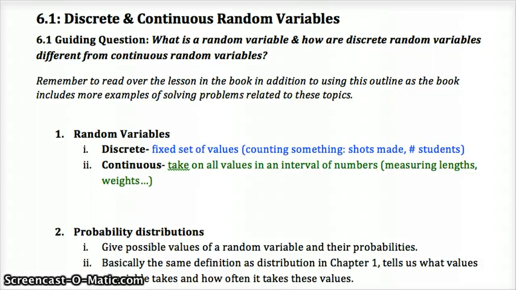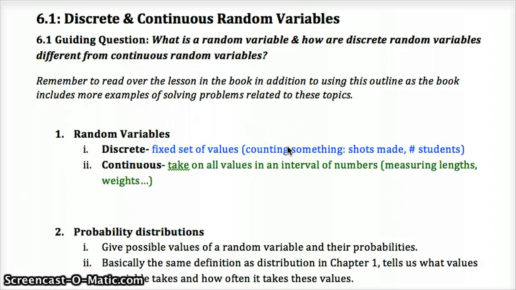Here's our lesson for Chapter 6, Lessons 1 and 2 on discrete and continuous random variables. Please keep in mind this guiding question. What is a random variable and how are discrete random variables different from continuous random variables?